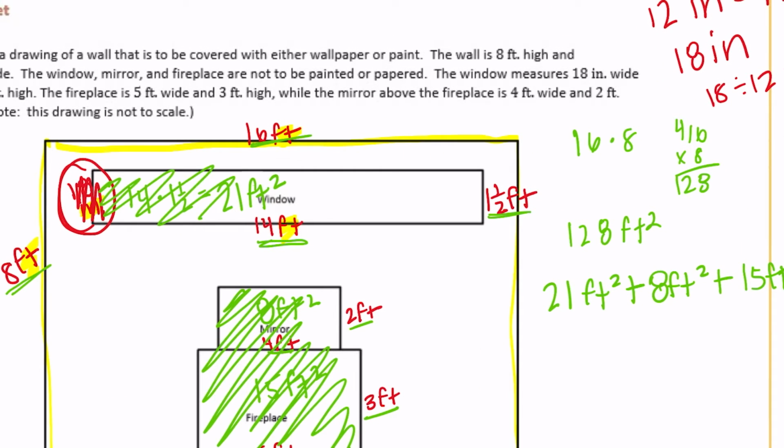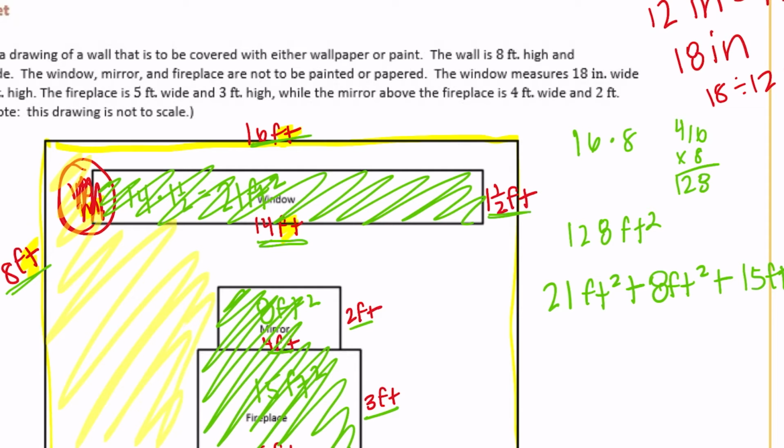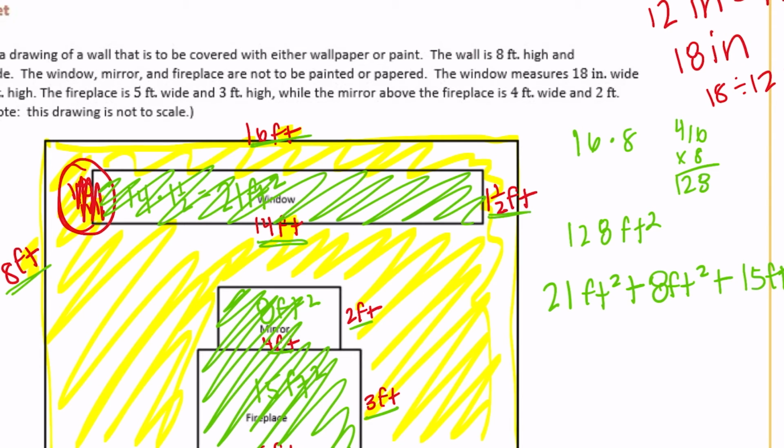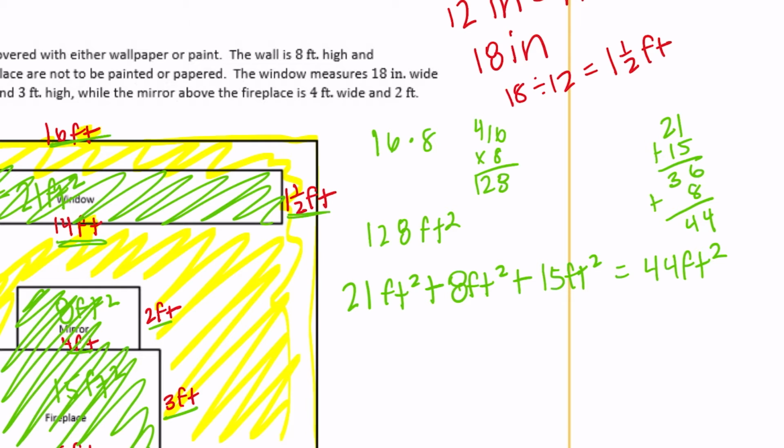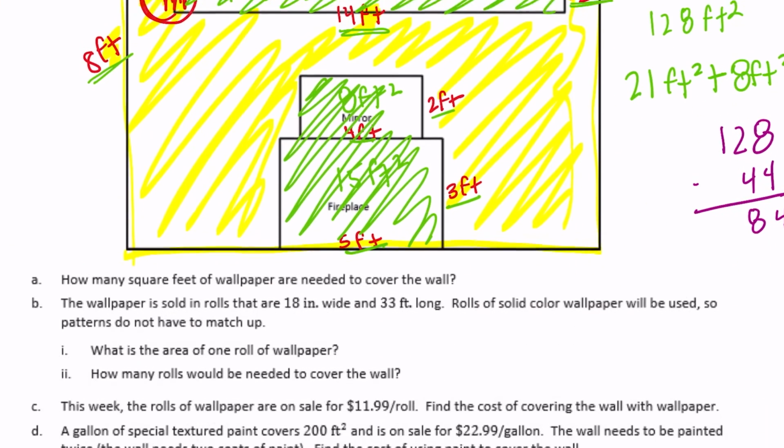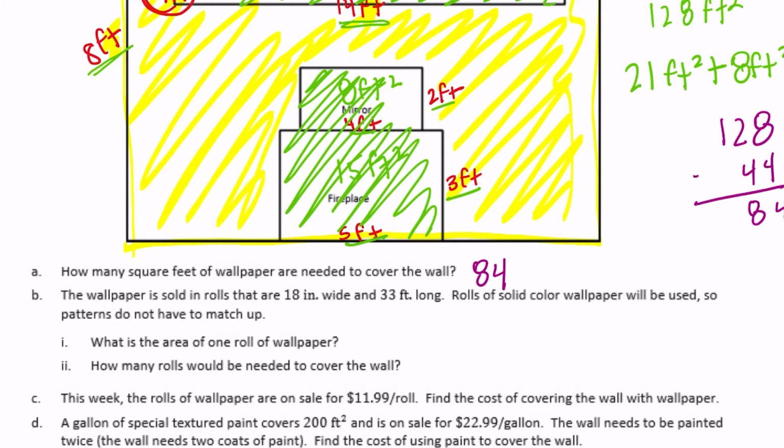Remember, we want to find the area of the yellow part. So the whole thing was 128. If I take out the green parts, do 128 minus all the green part, which was 44, I am left with 84 feet squared. So we need 84 feet squared of wallpaper to cover the entire wall.